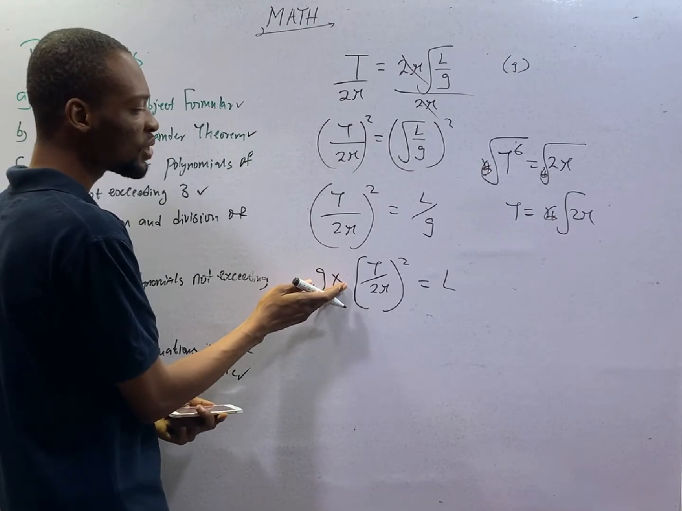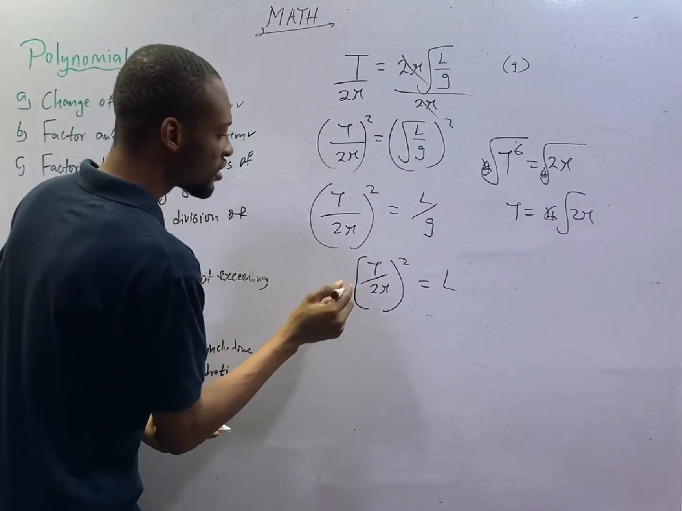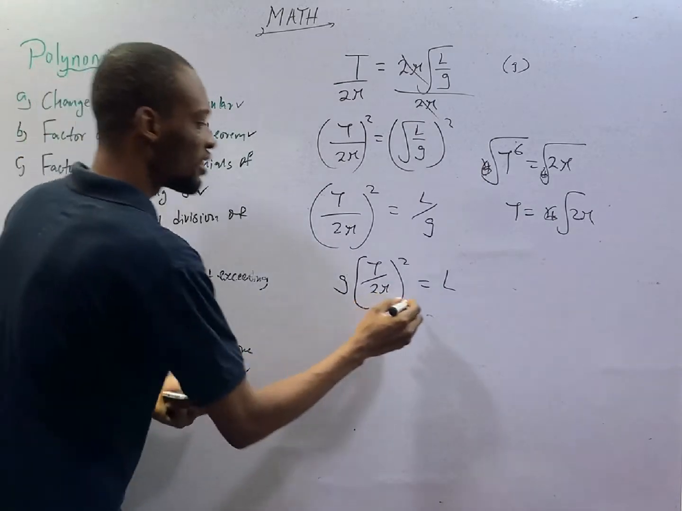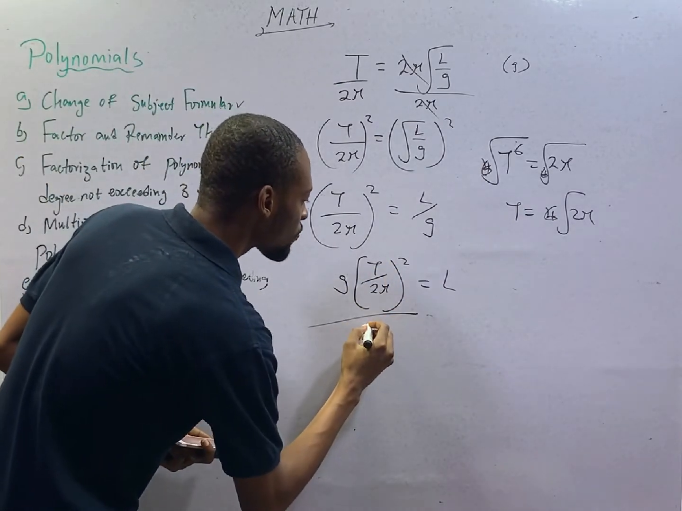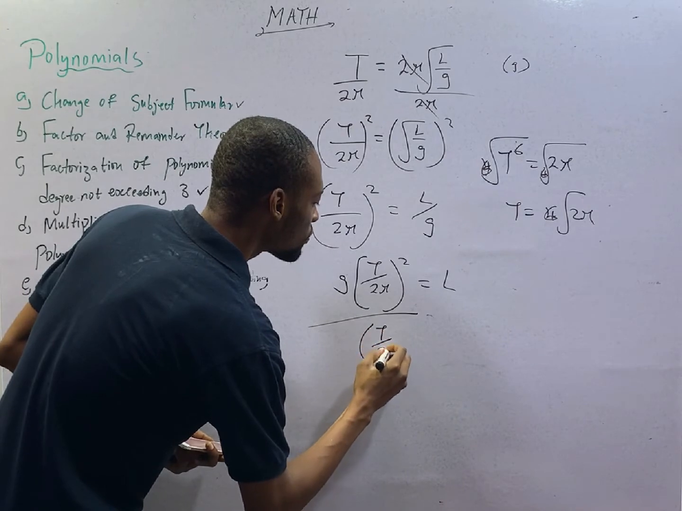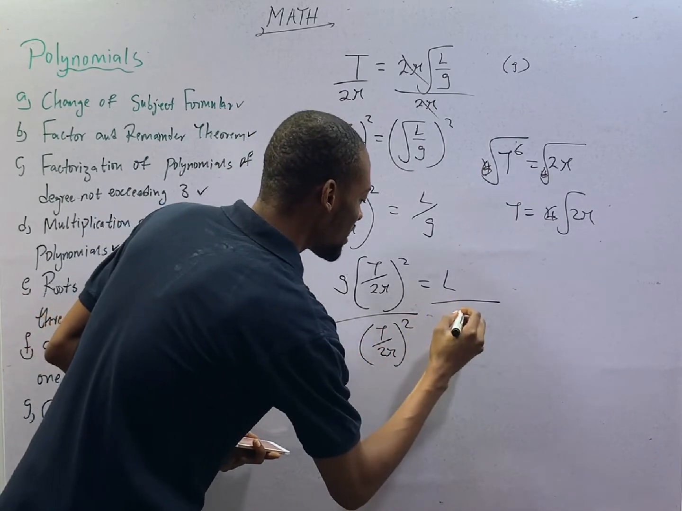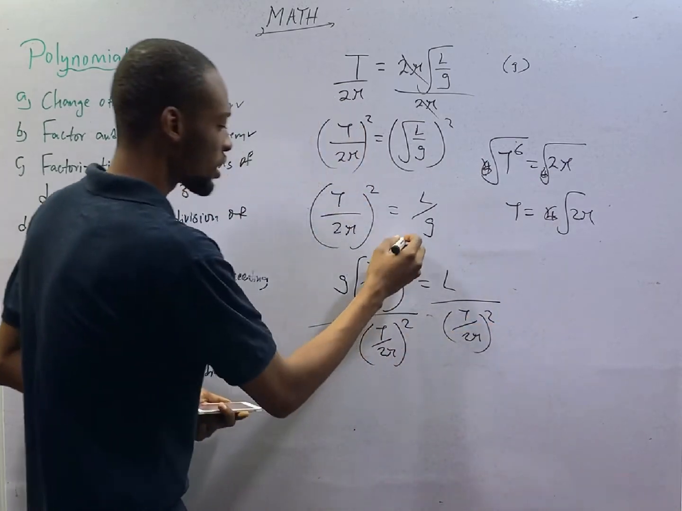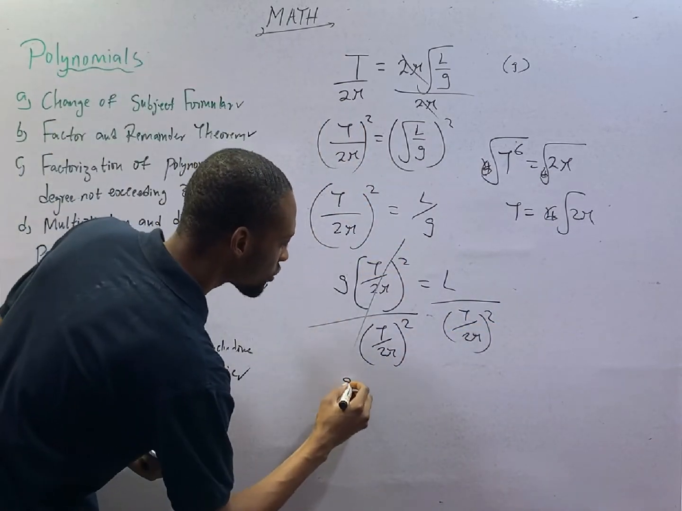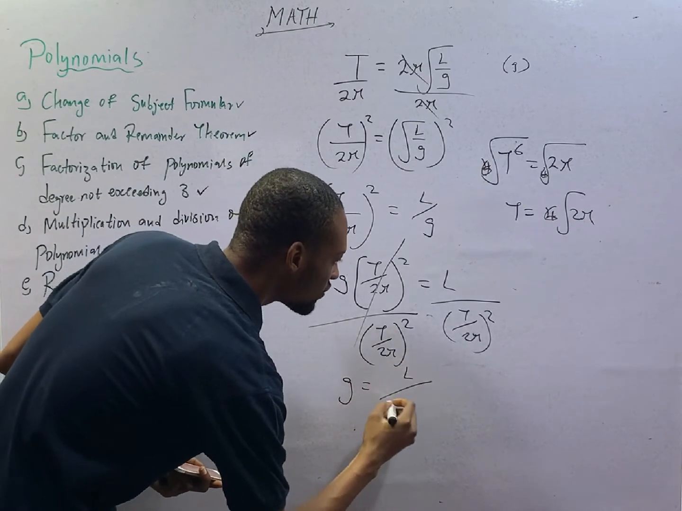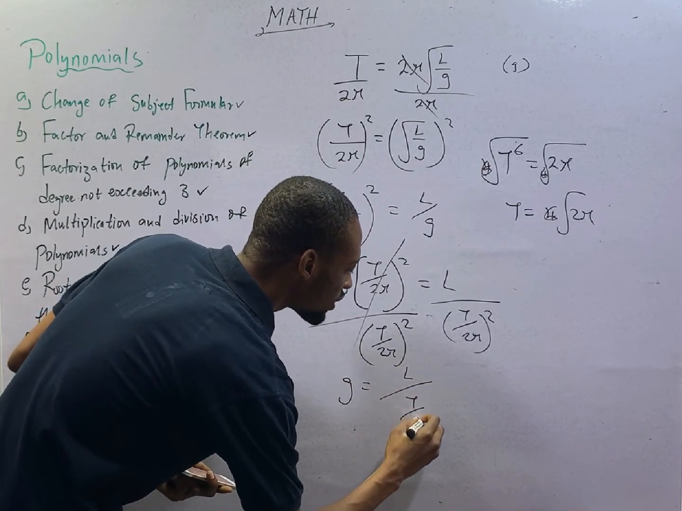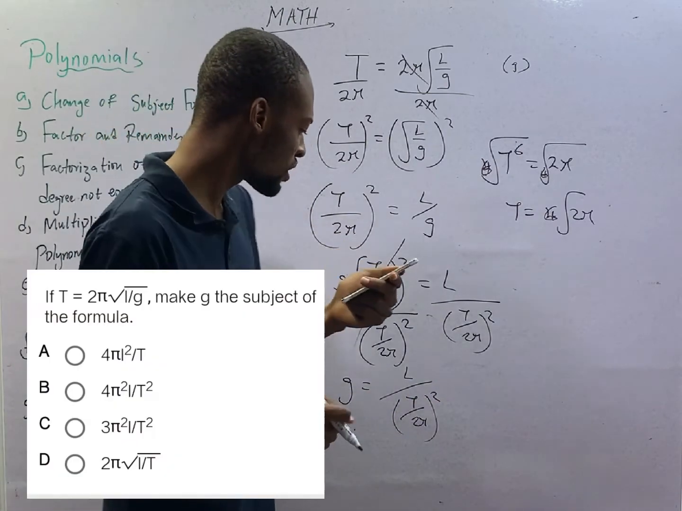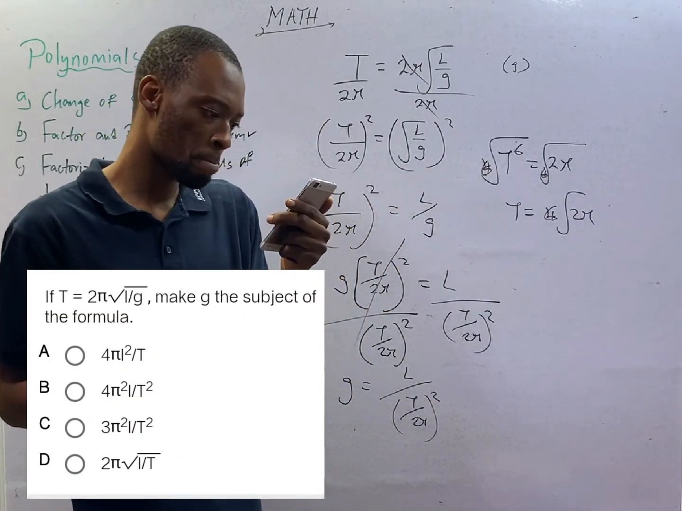To get G only, and multiplication is holding these two, you divide both sides by this guy. So if you divide here by t over 2 pi squared and you divide here by t over 2 pi squared, this will cancel this. So G becomes L divided by t over 2 pi squared. This is the answer. But let's see the way the options are coming.